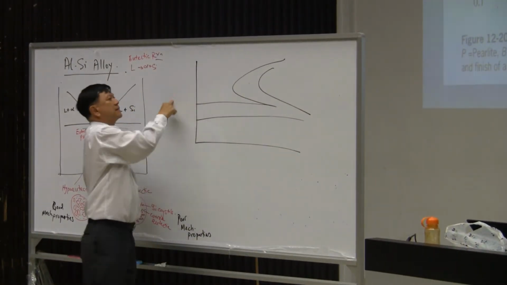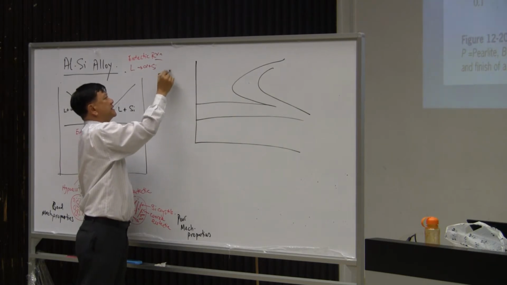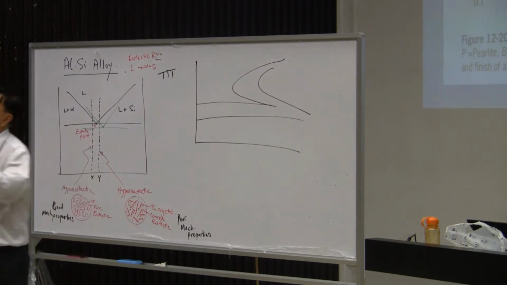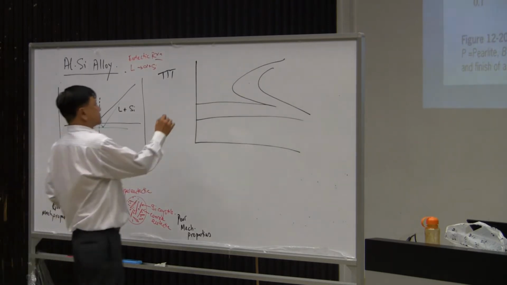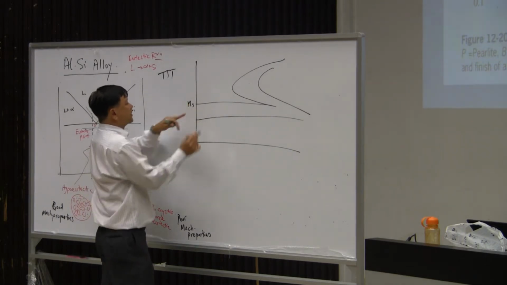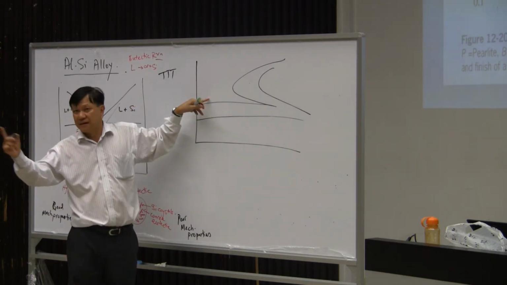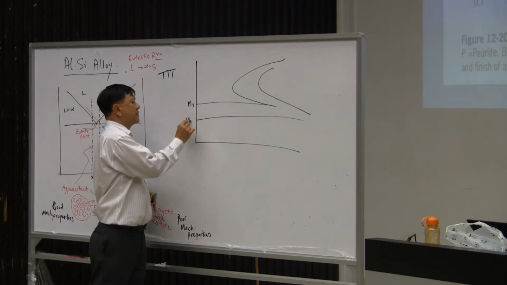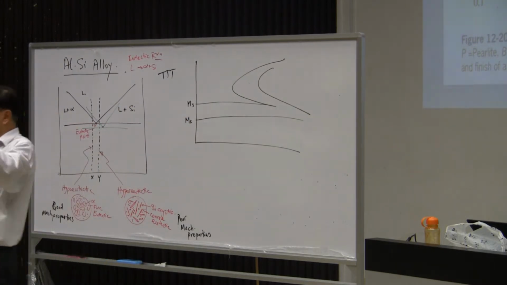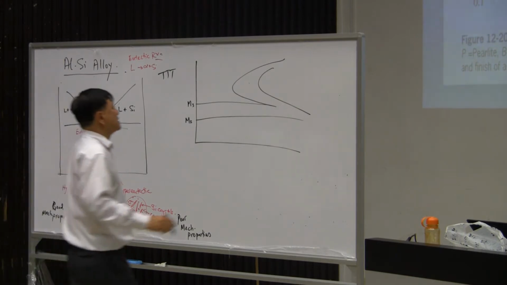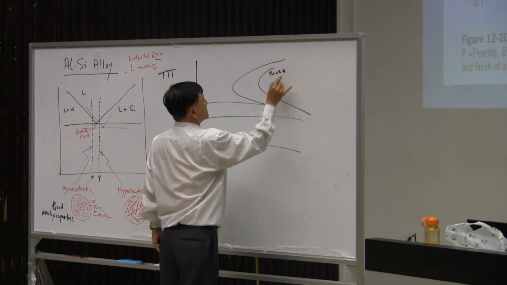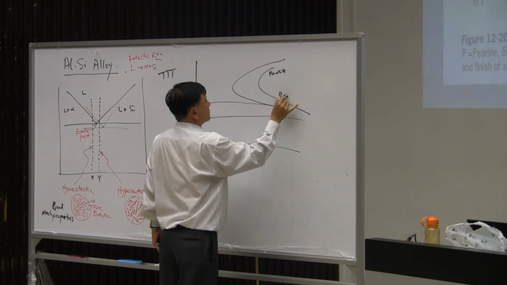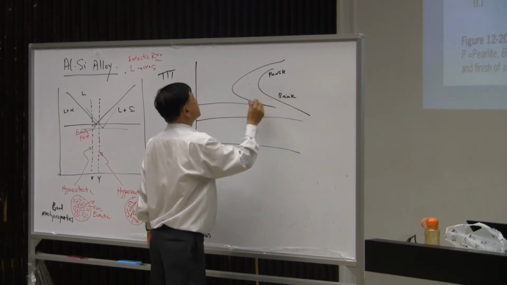Here, this one, this is the what? TTT diagram. TTT stands for what? Time, temperature, transformation. Okay? Right, now, this line here is known as Ms, martensite start. This one here, Mf, martensite finish. Okay? Down here is what? Pearlite. Here is what? Bainite.